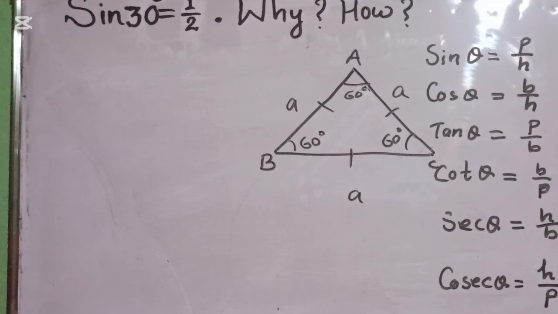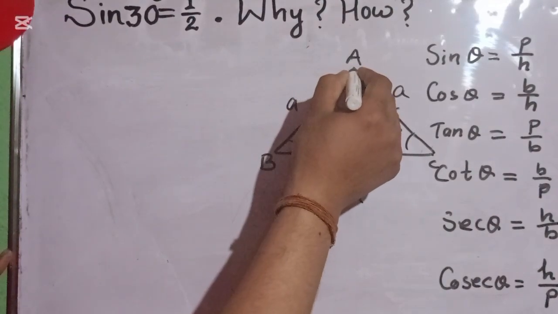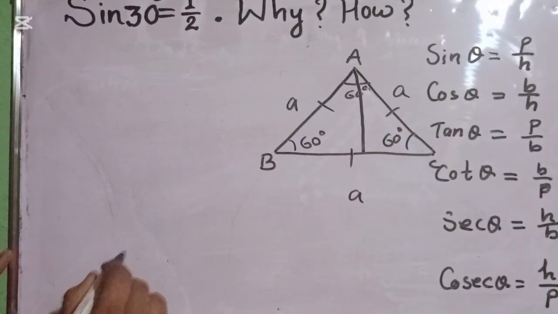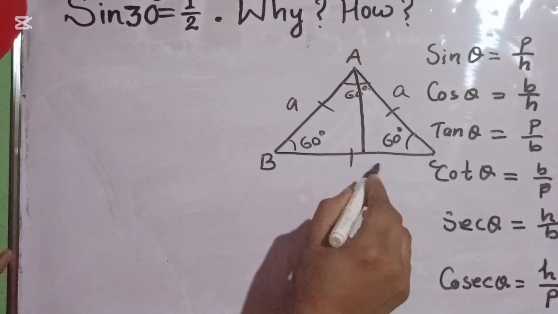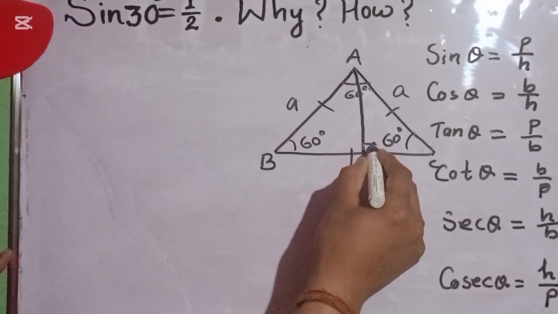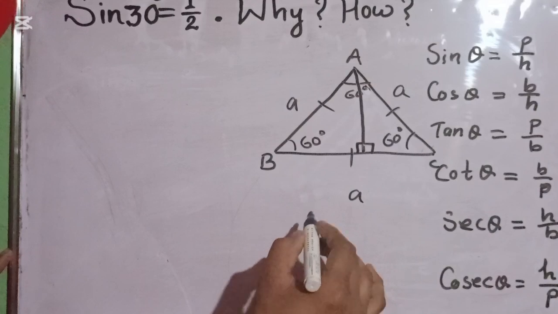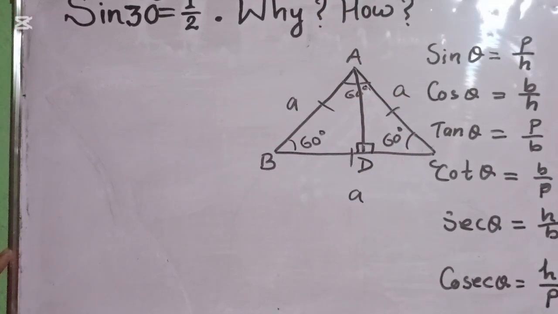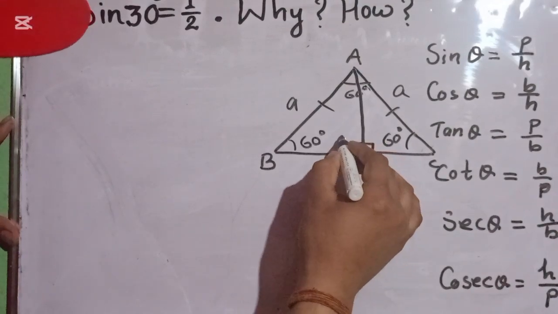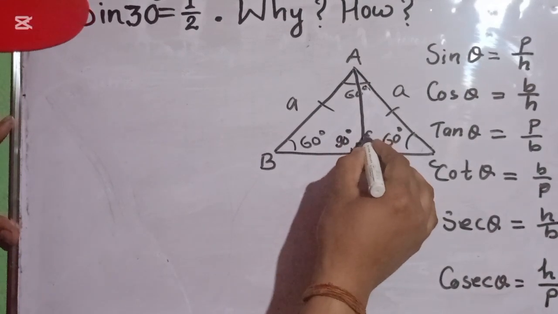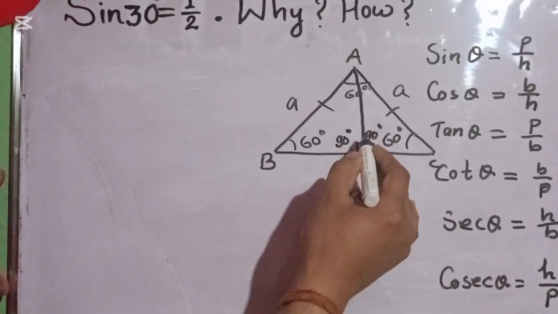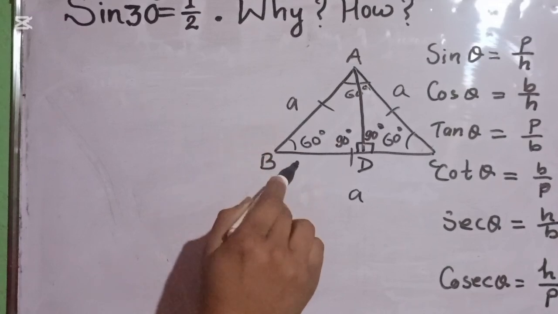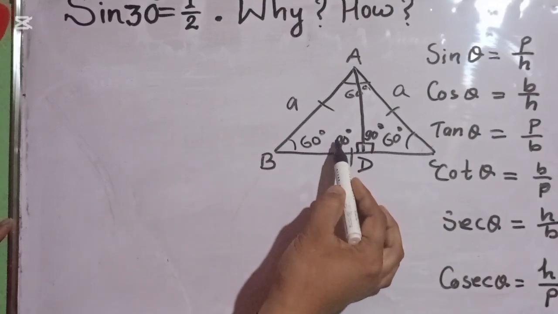And now when we draw from A to BC, from A to the BC, one perpendicular whose name let's put as D. This perpendicular name is AD. That means it is making here 90 degree. This angle is formed here 90 degree. When you draw AD perpendicular to BC, here will be formed 90 degree.